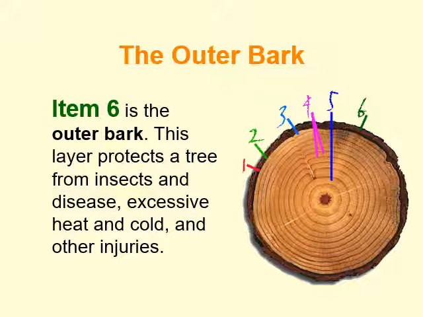Then the outer bark is the dark layer on the outside of this tree, and it is a protective barrier for the tree, sort of like your own skin, that protects the tree from insects, disease, heat, and cold, and other injuries.